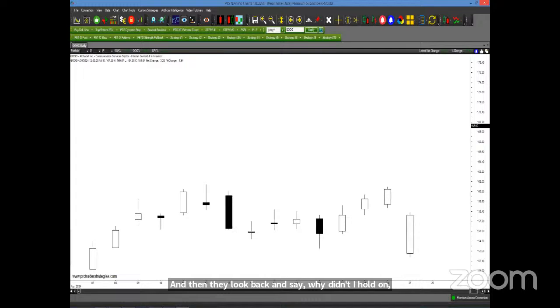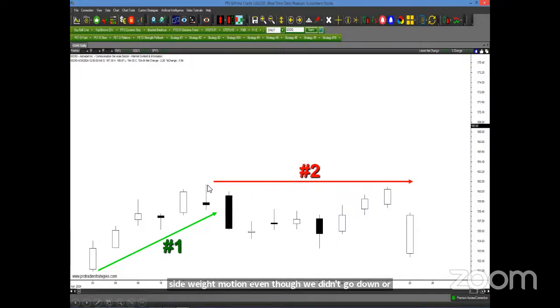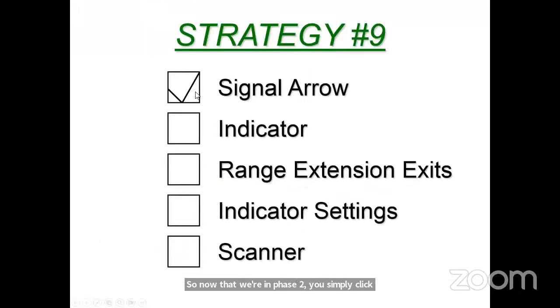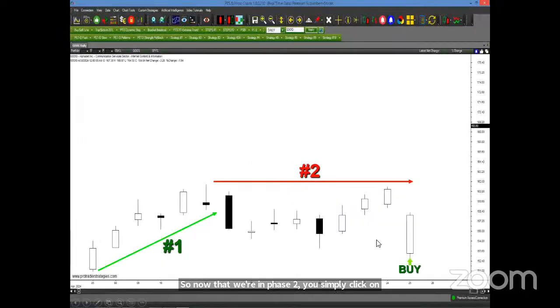Here's another example, okay? Doesn't look like much is happening, like we're going sideways, right? But initially, this was phase 1, the uptrend. Now, this sideways motion, even though we didn't go down or counter trend that much, strategy number 9 generated this as phase 2, even though we're kind of going sideways. So now that we're in phase 2, you simply click on strategy number 9. In the drop-down menu, click on signal arrow. And right here, we see there was a buy signal, right, at the very end of that phase so far.